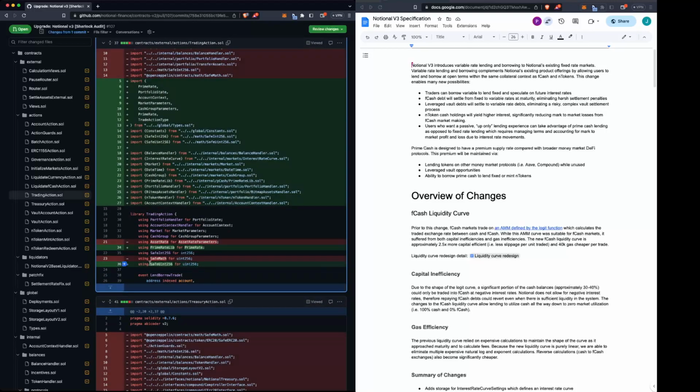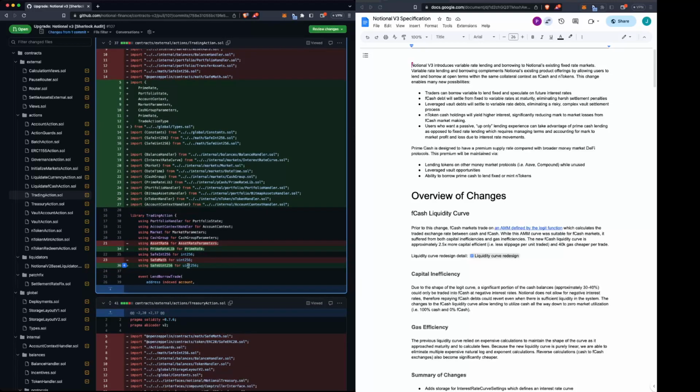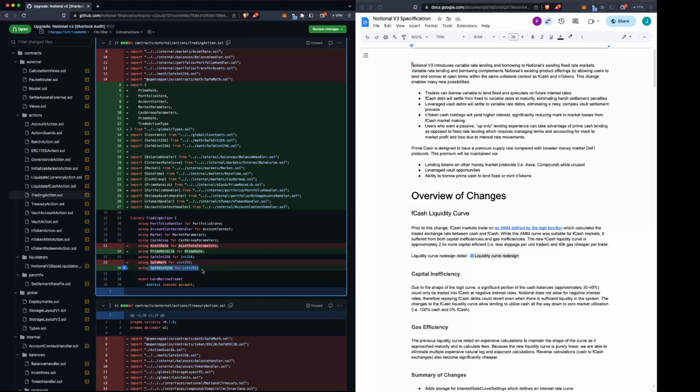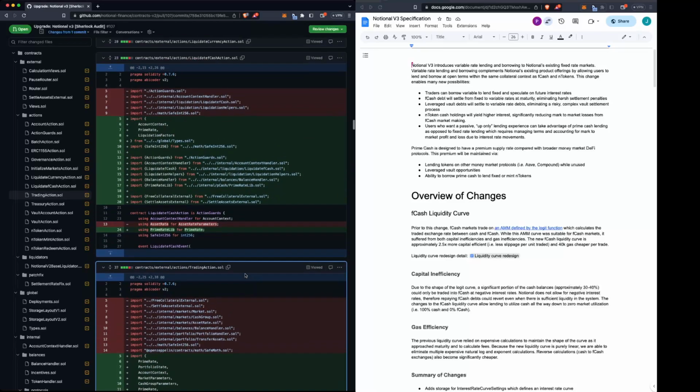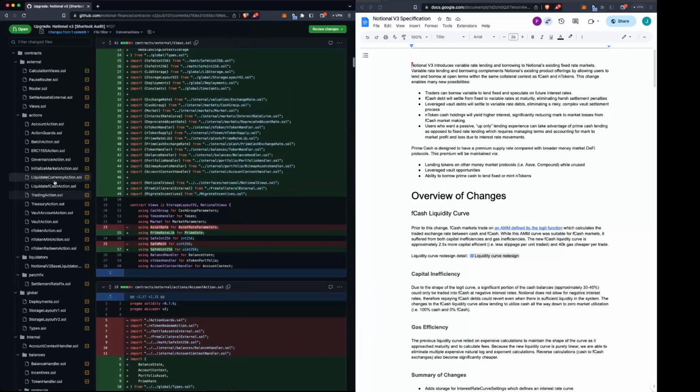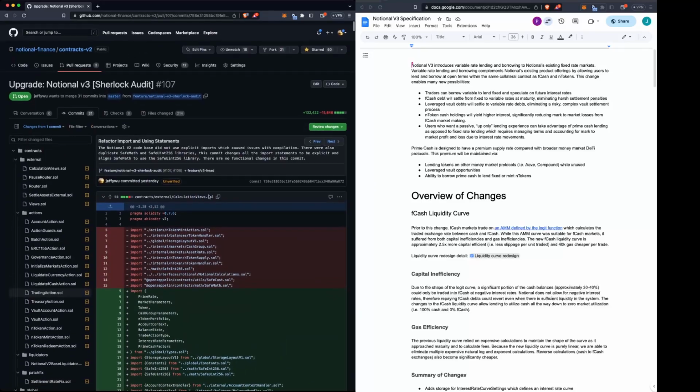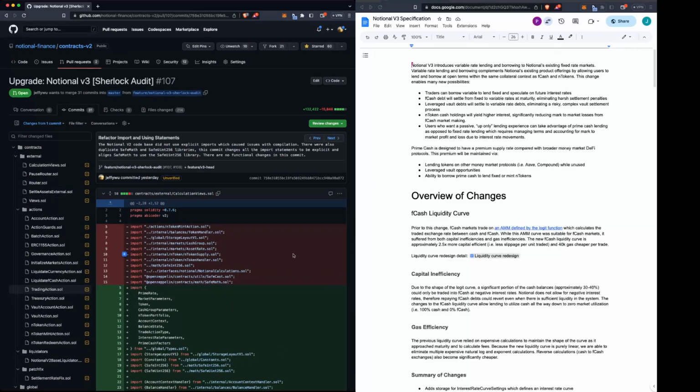We used to intermix this OpenZeppelin safe math and the safe uint library. So now we're just going to use the same safe uint library throughout. So again, in this commit, a lot of files touched, but no real functional changes here.